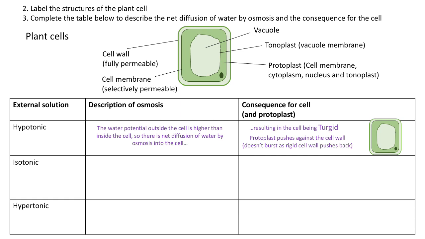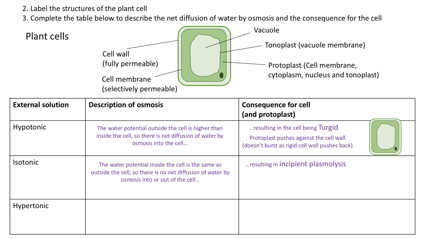And this is a diagram of that. So there's no space between the protoplast and the cell wall. It's right up against the cell wall. Isotonic, iso, same solute concentration, so your description of osmosis should be this. No net diffusion of water into or out of the cell by osmosis. So the consequence for the cell is incipient plasmolysis.